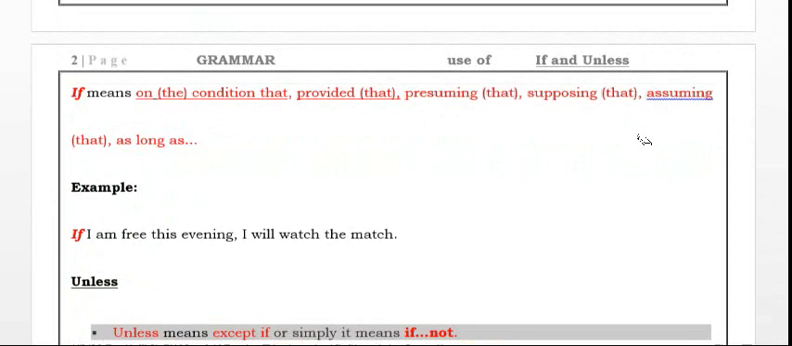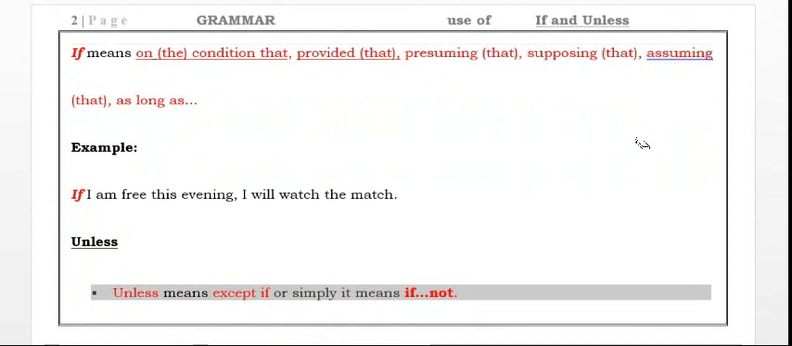if means on the condition that, provided that, presuming that, supposing that, assuming that, as long as. See, the example says, if I am free this evening, I will watch the match. Now, it's very clear with this that he says if he is free, then he will watch the match.